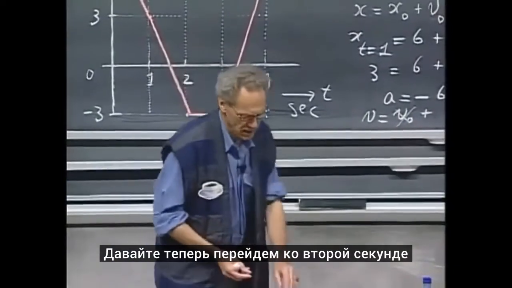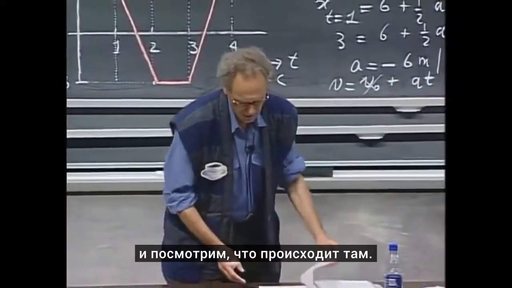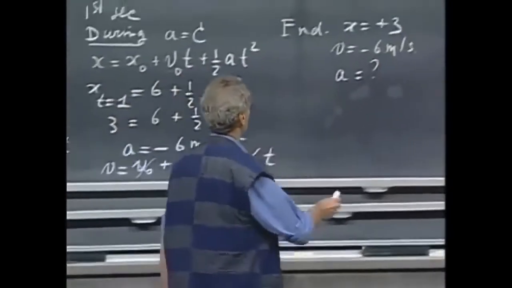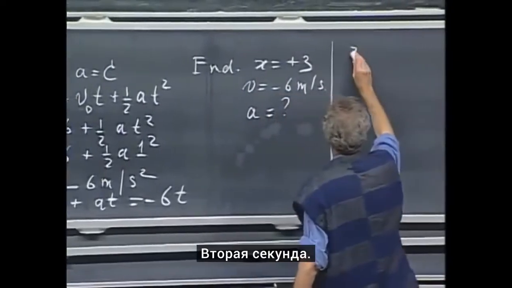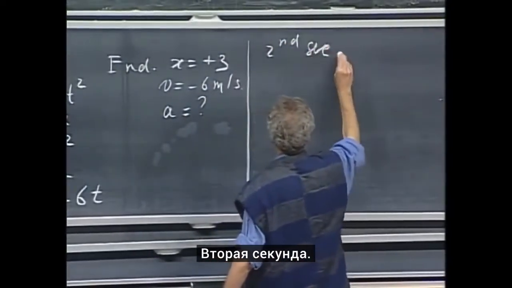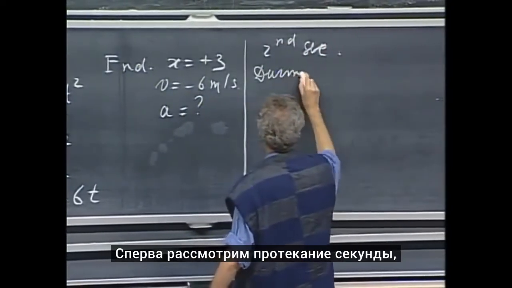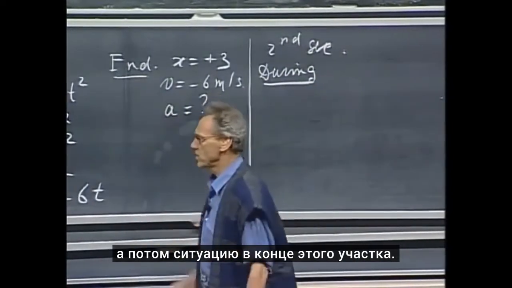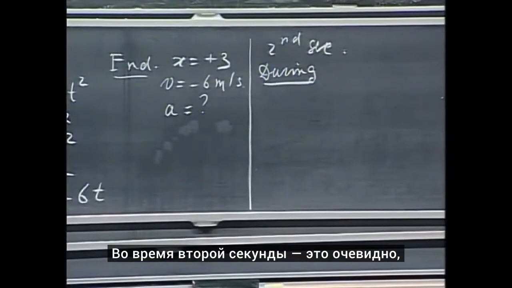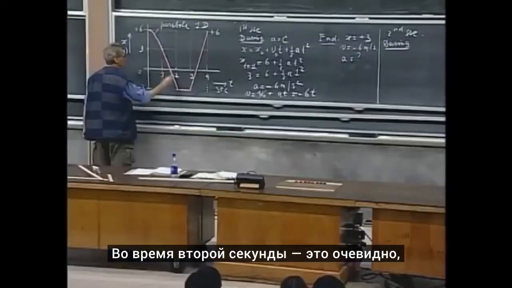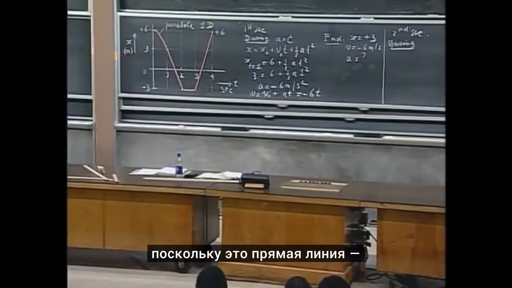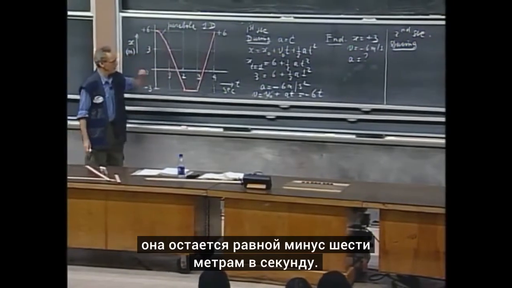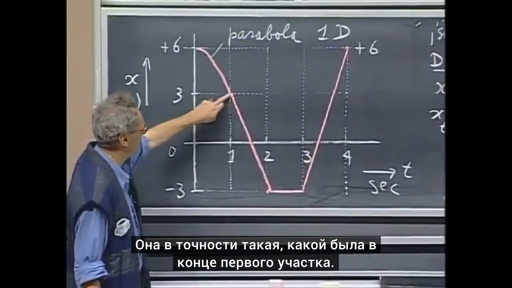Let's now go to the second second, and let's see what happens there. Second second. And first, let's look during, and then we'll look at the situation at the end. During the second second, it is clear, since this is a straight line, that the velocity remains constant, and it remains minus 6 meters per second. That is exactly what it was at this point at the end.